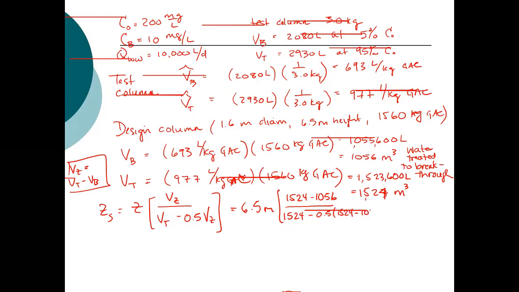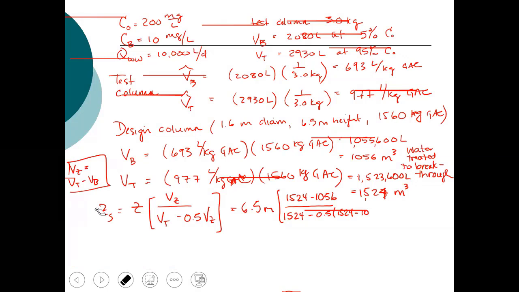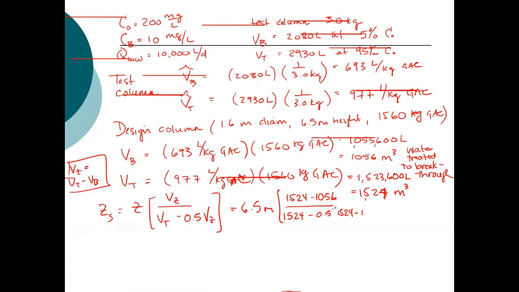I apologize, scrunching this together here. And for all of the lines, that is equal to 2.36 meters. So that is the height of the adsorption zone, which corresponds to a height of a transfer unit.